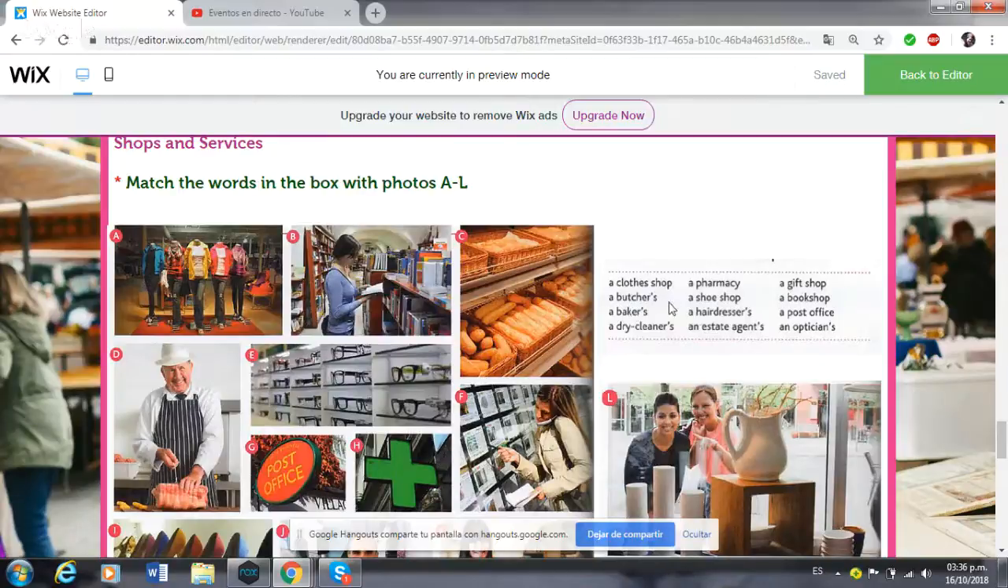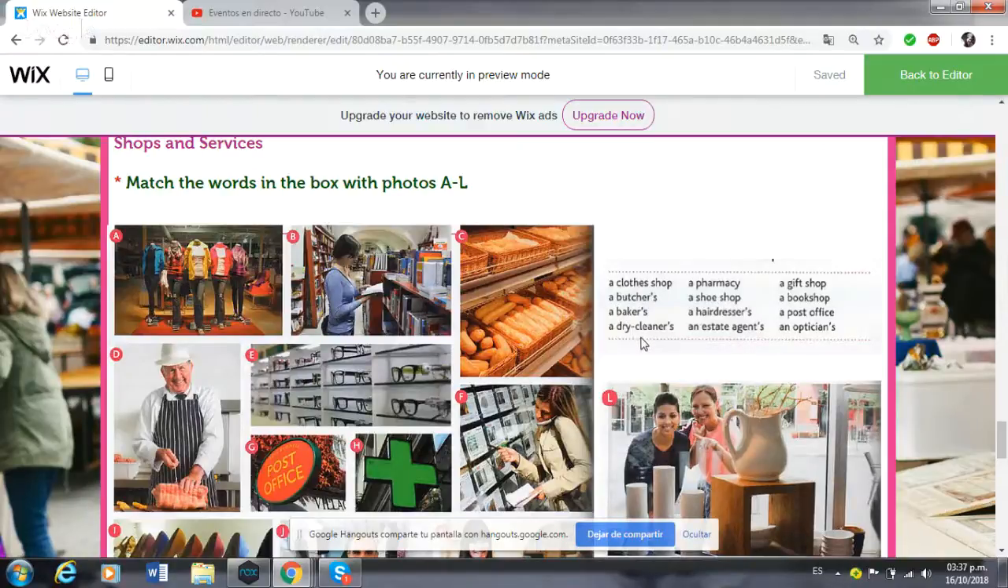Adventures. What do you think? What is the correct photo? Yes, adventures, taking into account these pictures. Yes, you need to match them. You need to match the words here in the box with the correct photo. Okay.